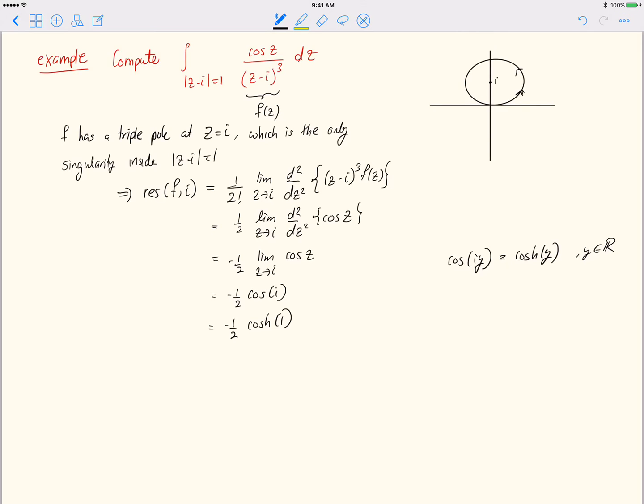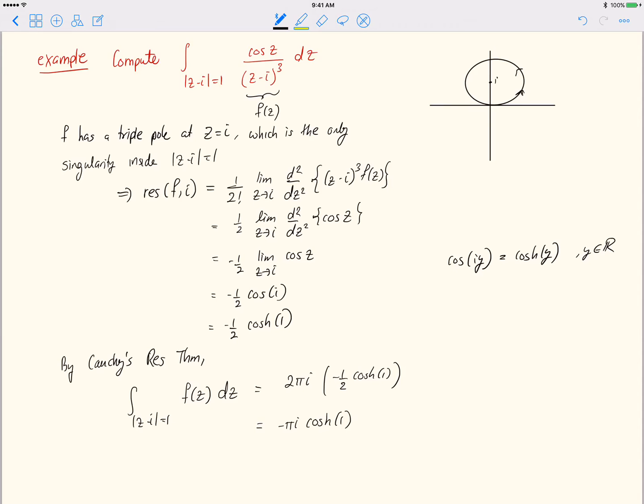Okay, so I know my residue. It follows by Cauchy's residue theorem I can say that the integral of f of z dz is equal to 2 pi i times minus a half cos 1, which equals minus pi i cos 1. That's pretty much it. Let's move on to the next example.